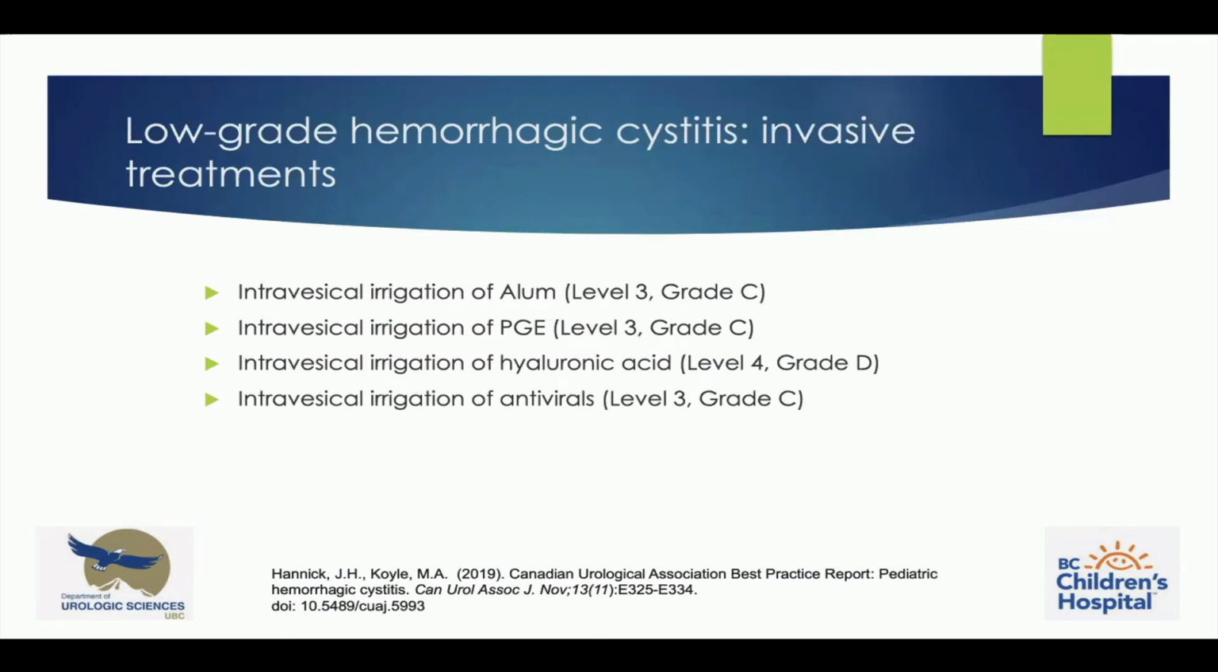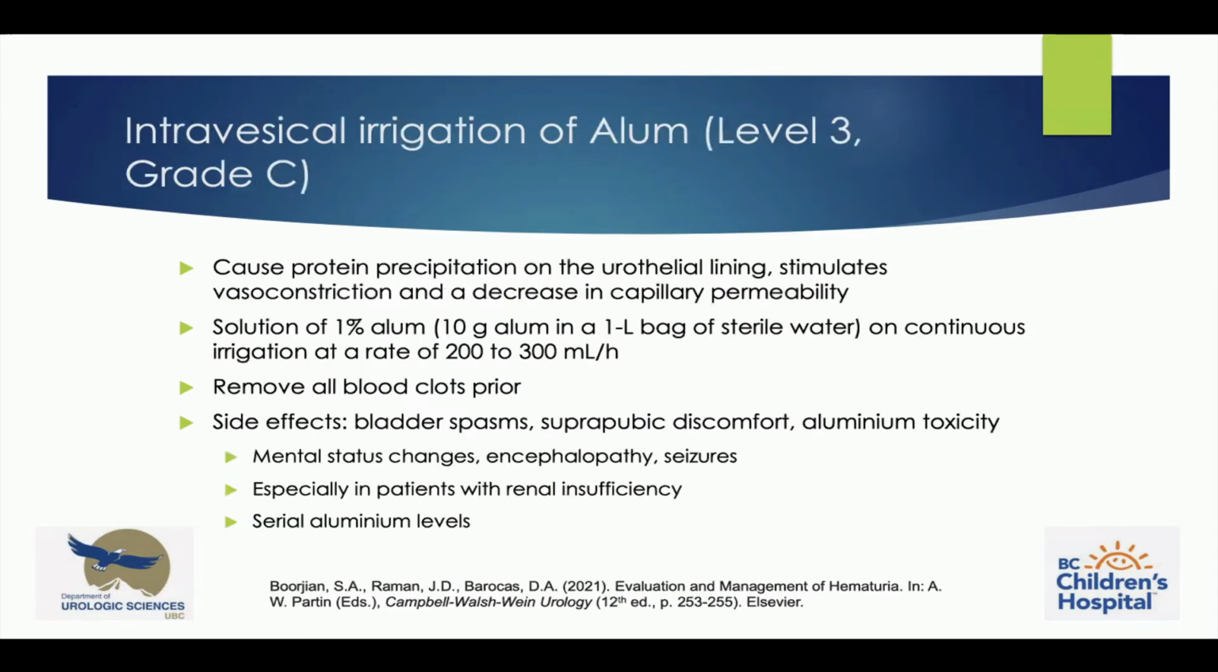So if these treatments still don't work, then we can go towards more invasive treatments with alum, prostaglandins, hyaluronic acid, and antivirals. And this is all intravesical treatments. So let's start with alum. It's a level 3 grade C recommendation. The mechanism is that it causes protein precipitation on the urothelial lining, stimulates vasoconstriction, and a decrease in capillary permeability.